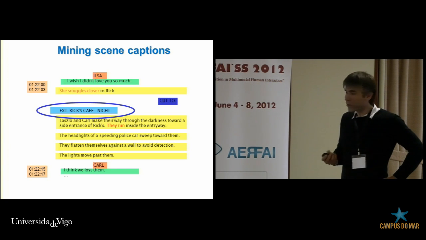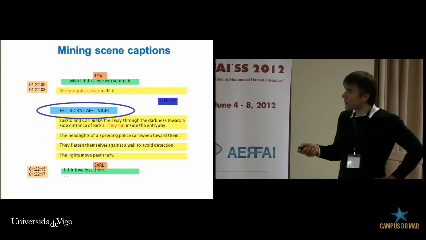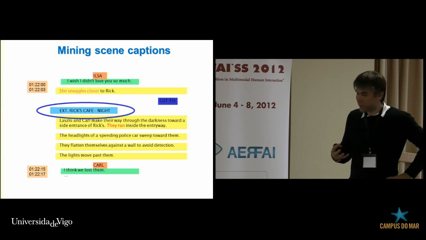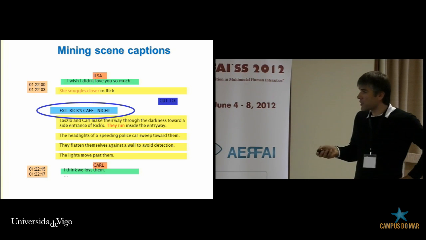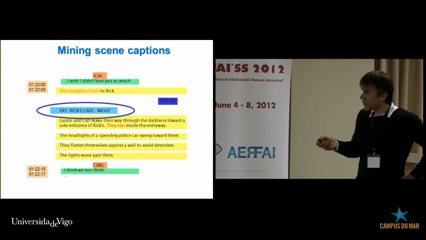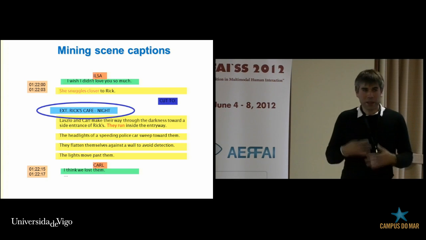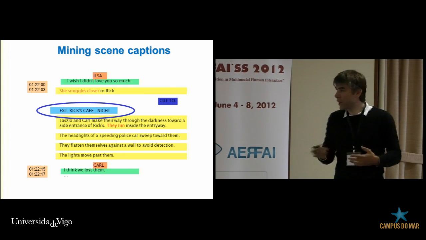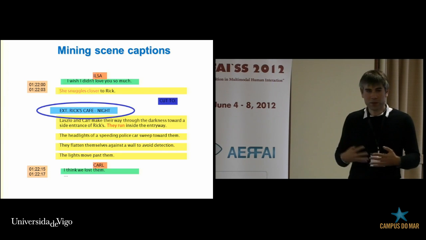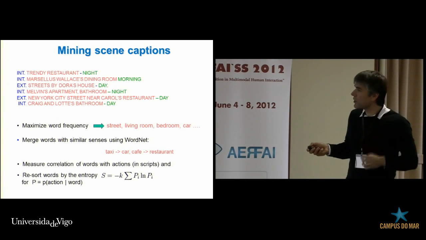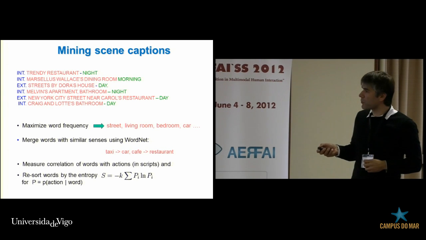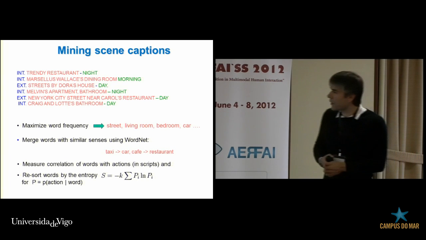There is more information in scripts. There is quite structured information about the scenes. For example, here's a Rick's Cafe Night. This says where the actions are happening. Again, this is natural text, but it's even easier to cluster. So we can automatically discover the scene classes from this data. Here are some examples of this type of scene descriptions. It mentions restaurants and streets and so on.